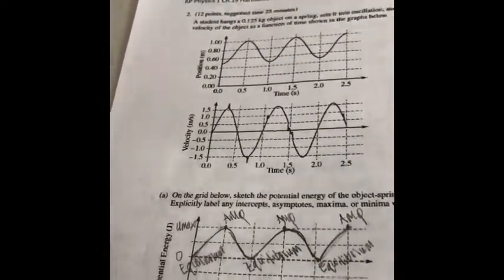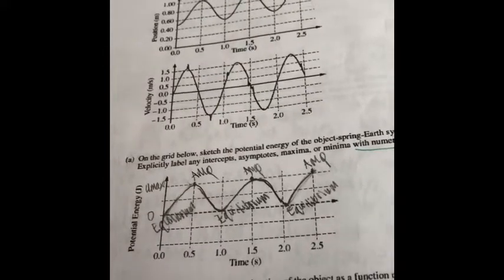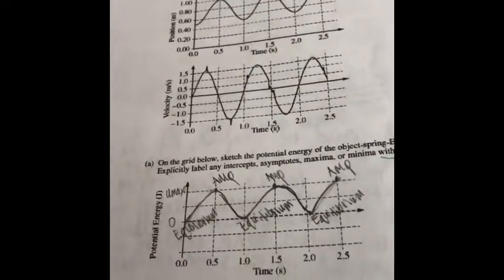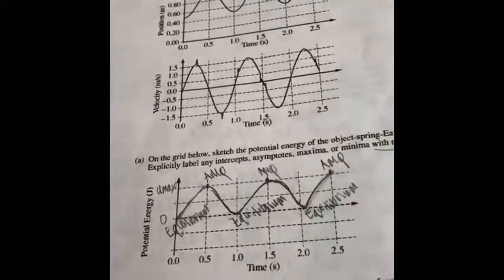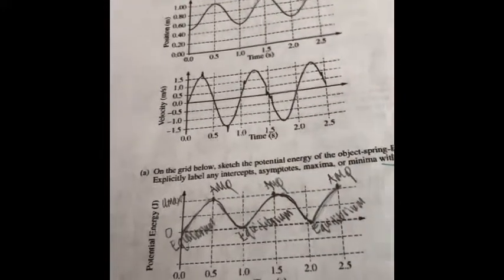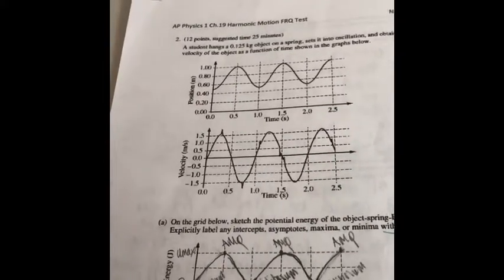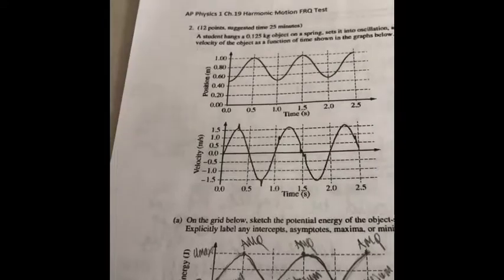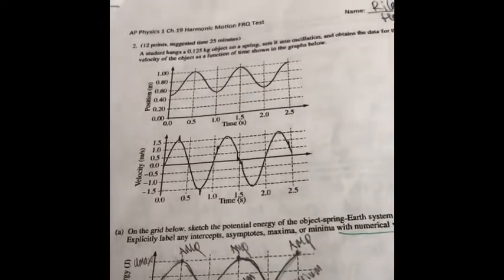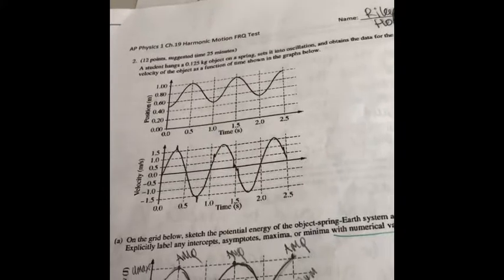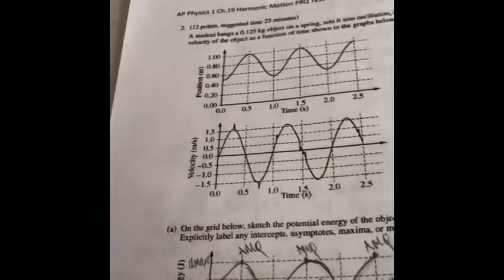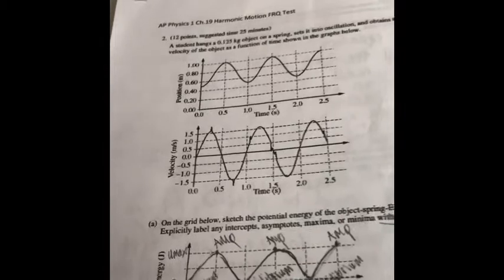And I also needed to label like the potential energy amounts. And so whatever the max kinetic energy is, that's whatever the max potential energy is going to be. So we can find out from the kinetic energy equation, which is 1/2 mv squared, what the potential energy max is going to be. And so you do 1/2, and the m is 0.125 kilograms, and the max velocity is 1.6. And so you get a potential energy of 1.6.